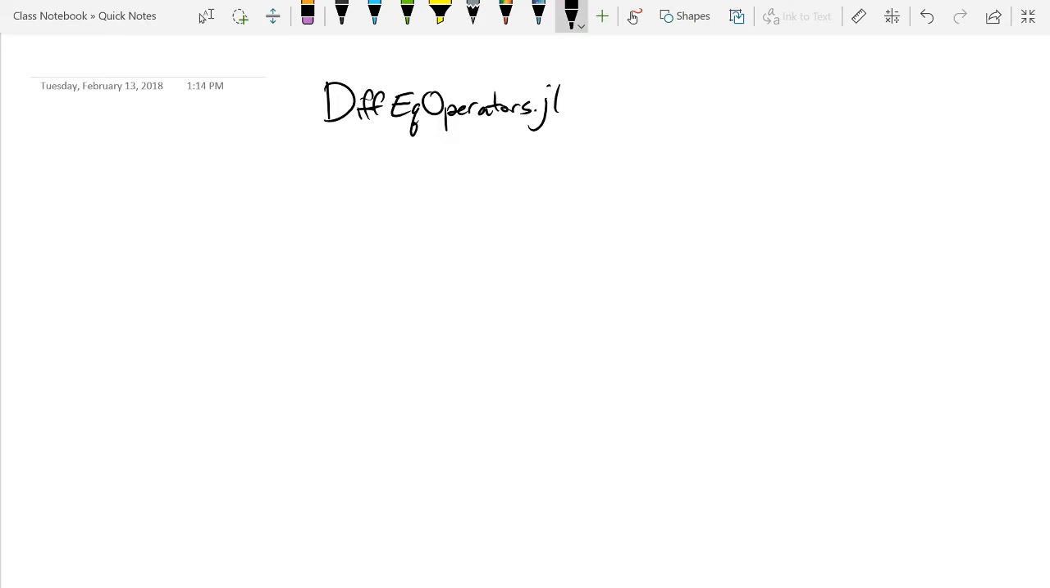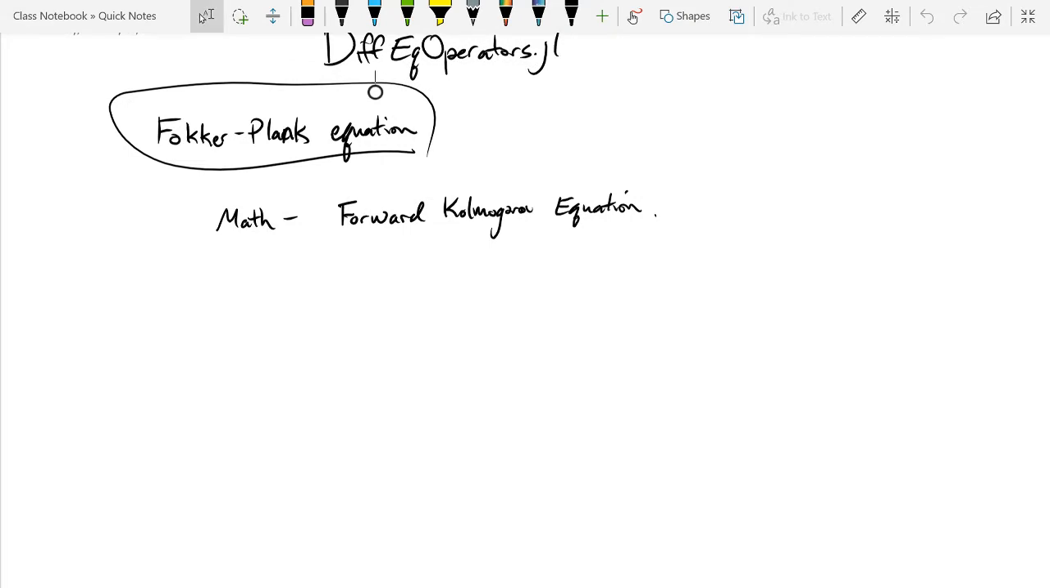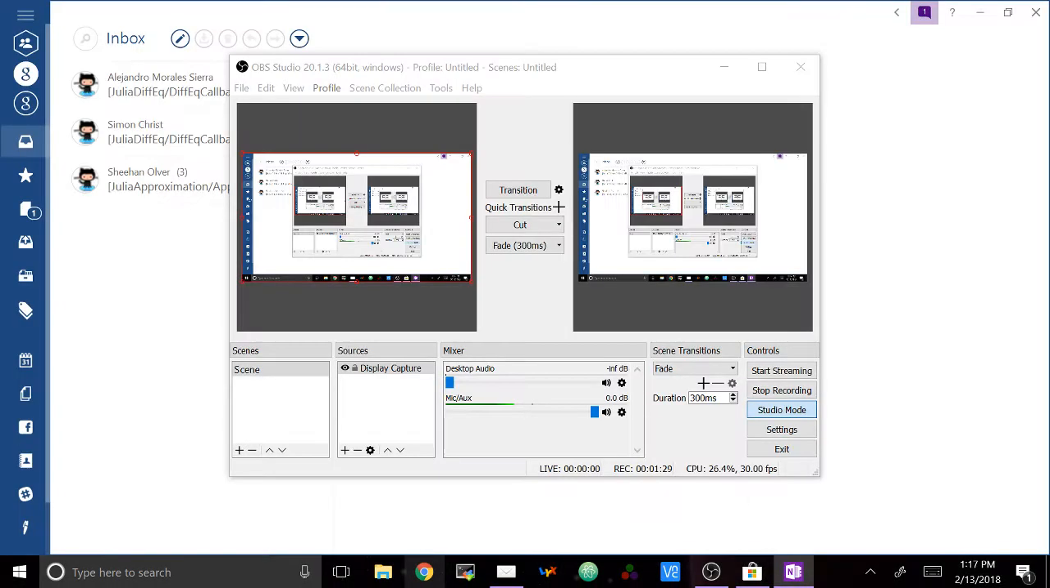But yeah, so what this library is basically building towards is something called the Fokker-Planck equation. That might be misspelled. This is also known in math as the forward Kolmogorov equation. And where this equation comes from, you can find in a blog post that I have.